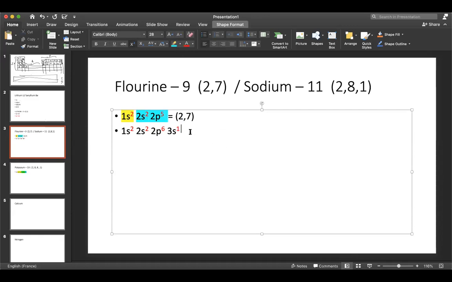Then for sodium, it's the same. We said sodium's electron configuration is 2,8,1.